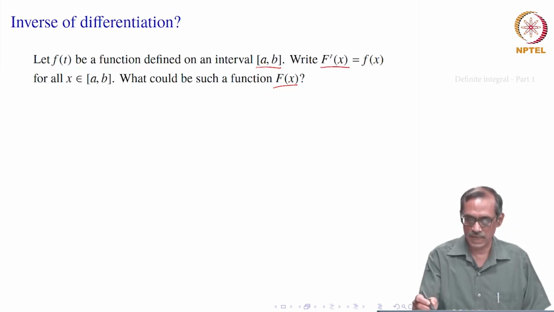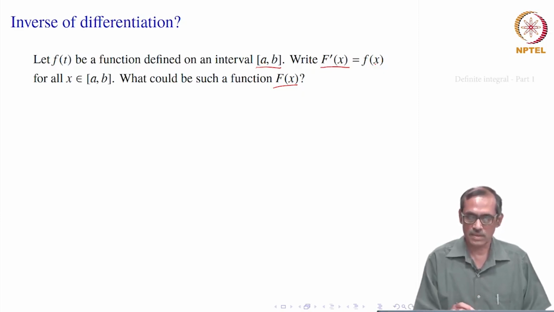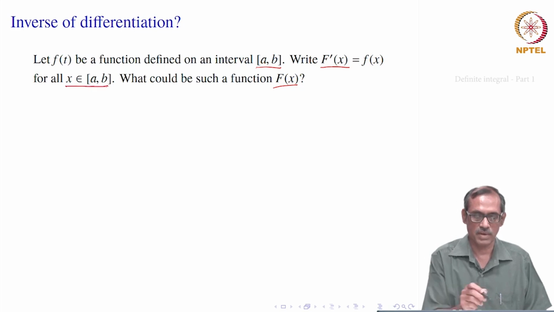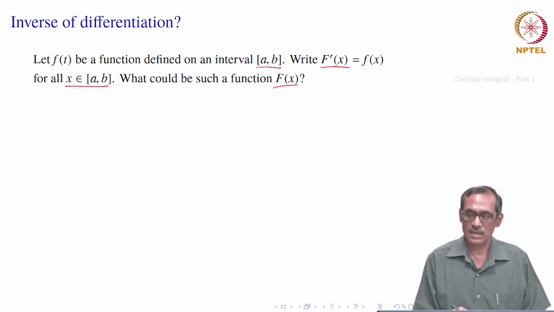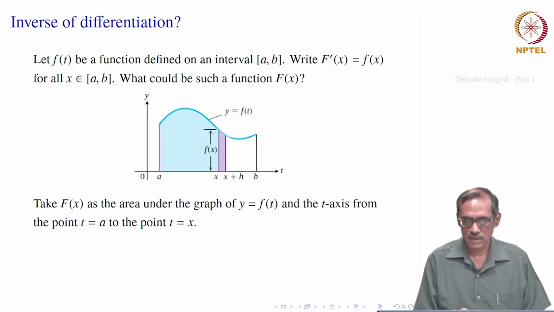In differentiation, capital F is given, you differentiate and obtain something as small f of x. Here we are given small f of x and we ask what should be capital F of x such that its differentiation will give us small f of x. That is the idea. So, x is any point in the closed interval a b, and the derivative of capital F at that x should be equal to the functional value of small f of x.